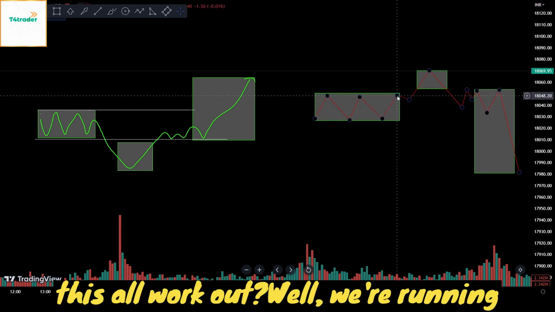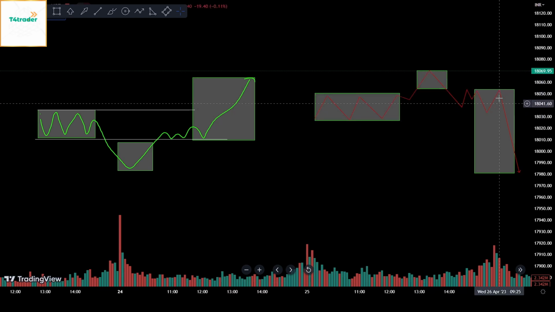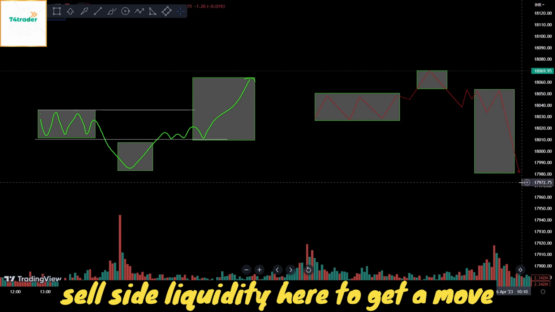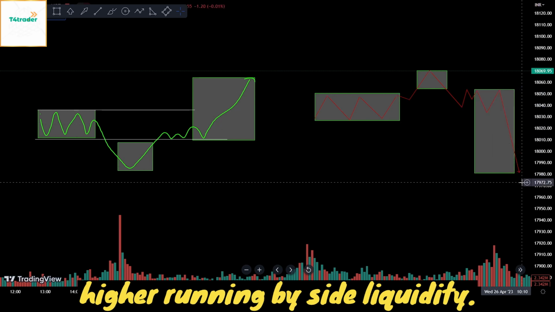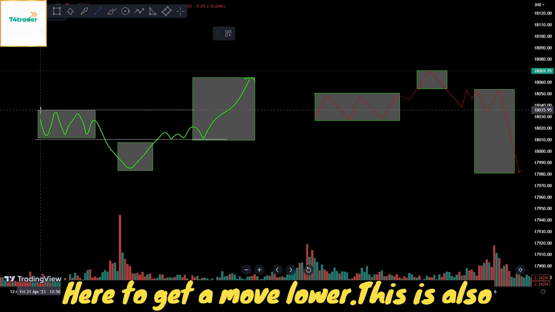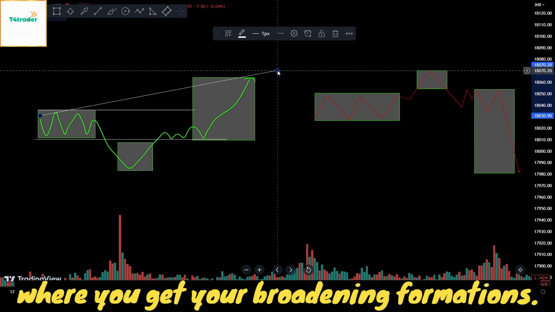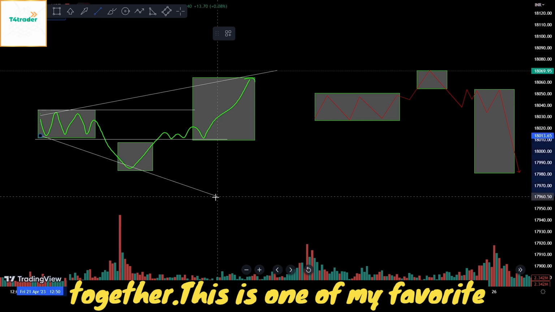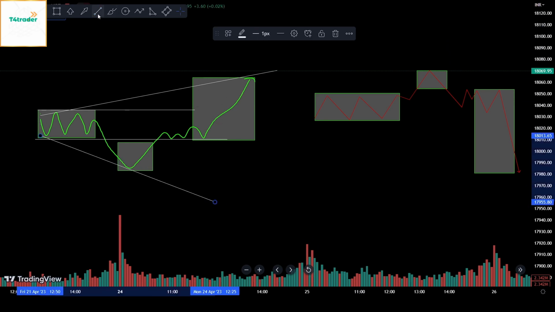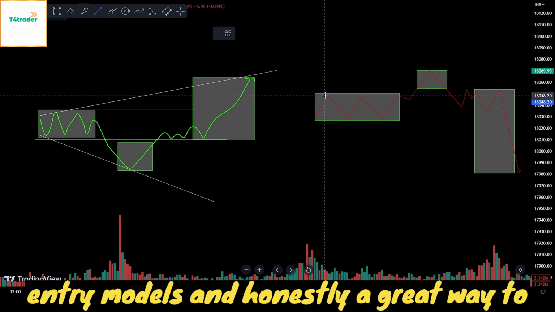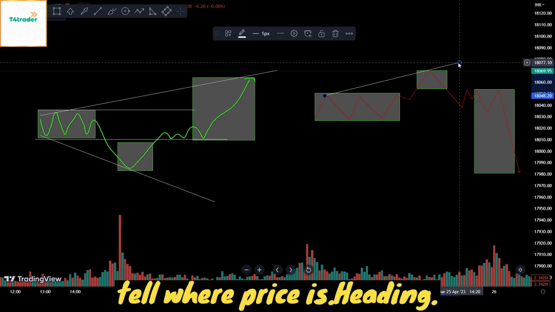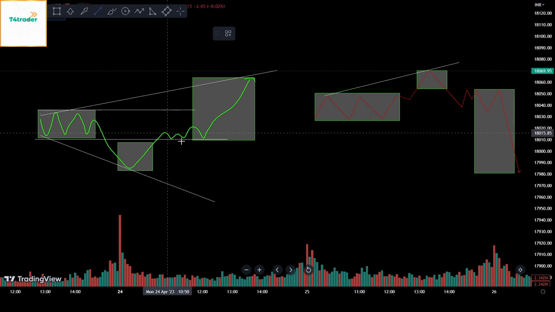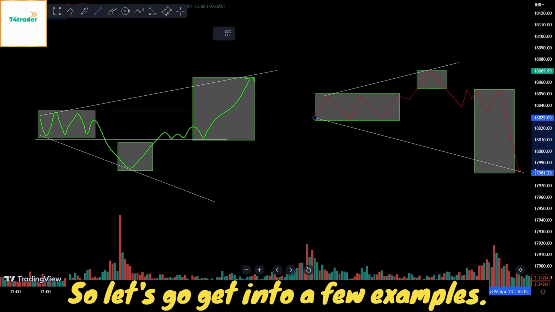How does this all work out? Well, we're running sell-side liquidity here to get a move higher, running buy-side liquidity here to get a move lower. This is also where you get your broadening formations. And it all just kind of works out together. This is one of my favorite entry models and honestly a great way to tell where price is heading. So let's get into a few examples.